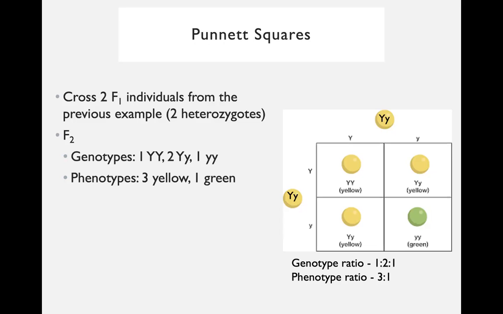So this is what that looks like. A genotype ratio, and this is always going to be the same when you have 2 heterozygotes crossing. This is a ratio combo that you want to remember. Genotypes 1 to 2 to 1. That means 1 homozygous dominant, 2 heterozygotes, 1 homozygous recessive. 1 to 2 to 1. But phenotypes, we only have 2 different colors, right? We have yellow and we have green. So you have a 3 to 1 phenotype ratio, 3 yellows to 1 green.